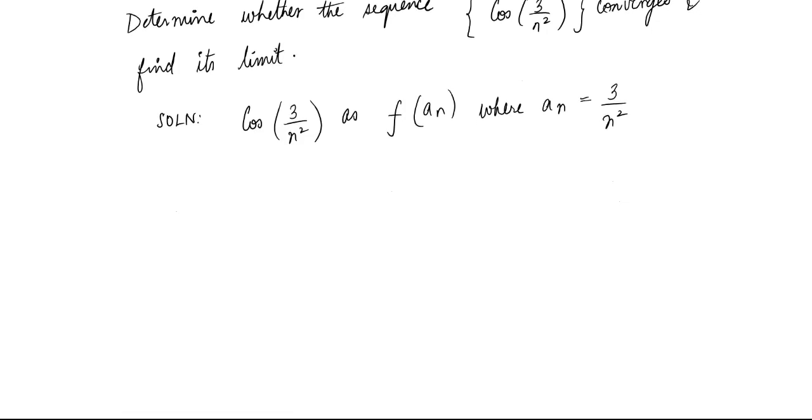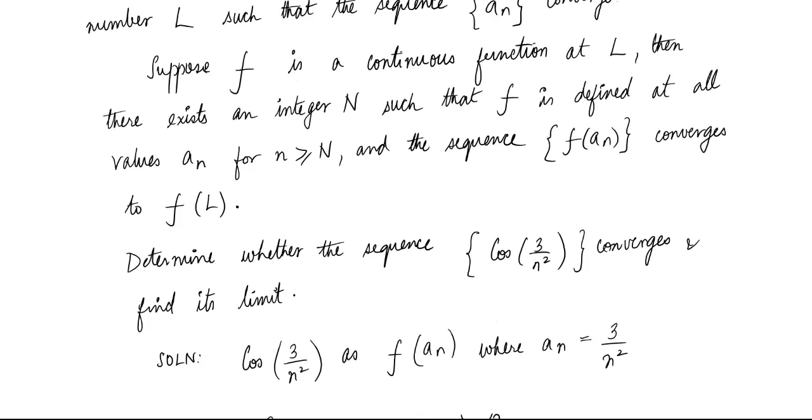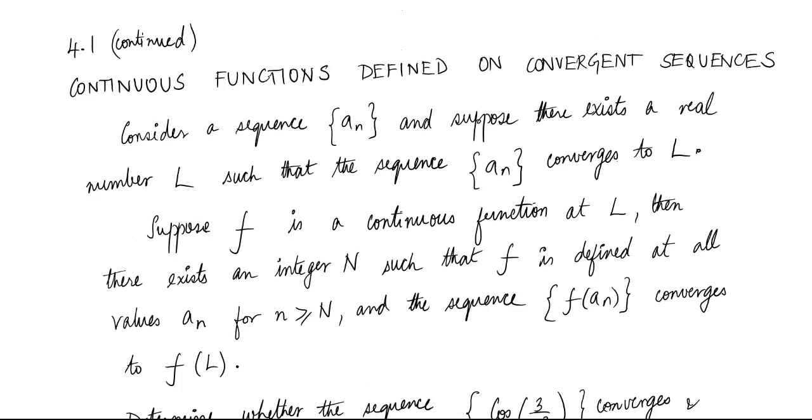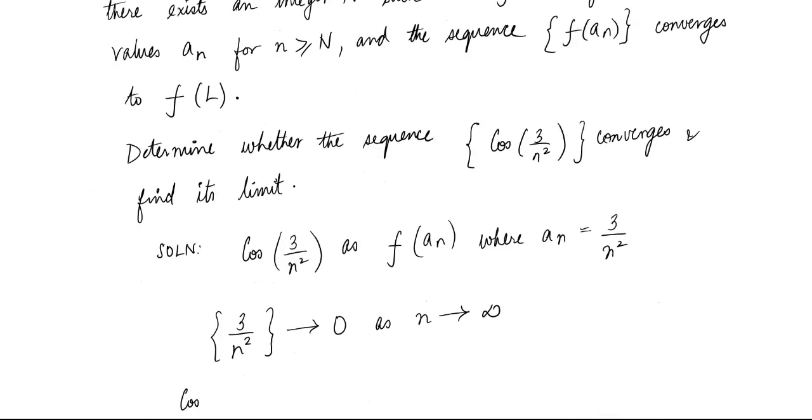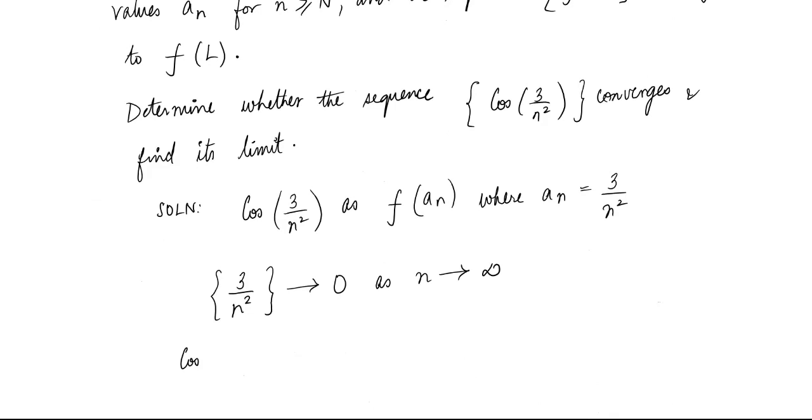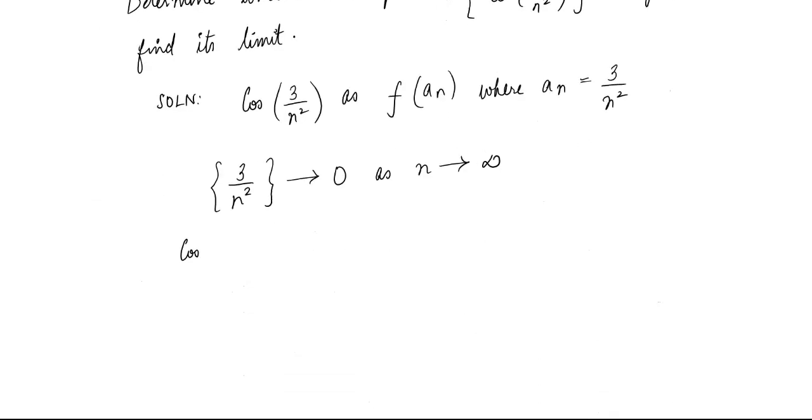Therefore, you'd want to see how 3 over n squared behaves as n approaches infinity. So this actually approaches 0 as n approaches infinity, because your n is in the denominator. You can see that. Now cosine, for our previous definition, continuous functions defined on convergent sequences. Because your 3 over n squared AN is a convergent sequence, if the cosine function is continuous, then we could apply this rule, right? So cosine is a continuous function.